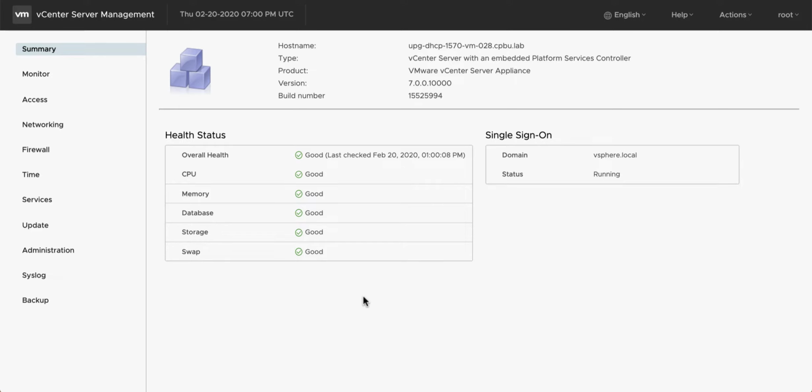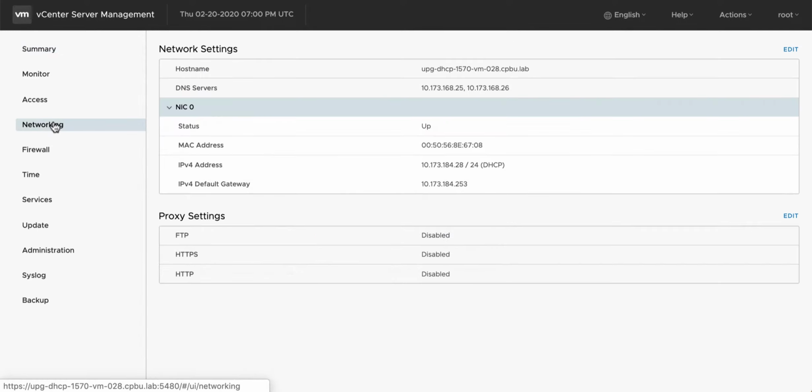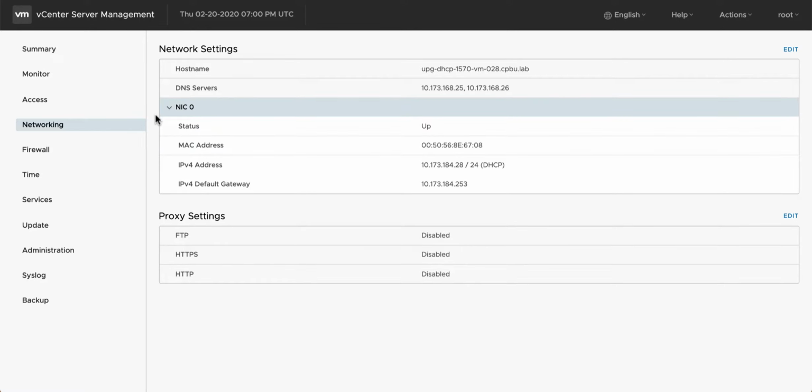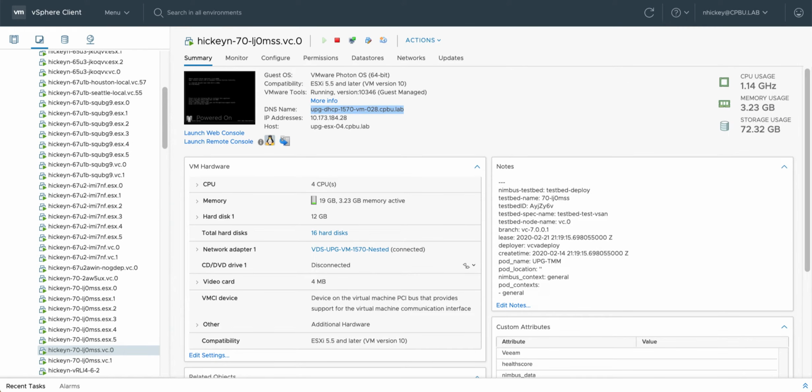vCenter Server 7 now supports multi-homing. Multi-homing is the practice of adding multiple network adapters to a system. This can be helpful when separating network paths for specific needs. In this example, we'll add two additional network adapters to vCenter Server.